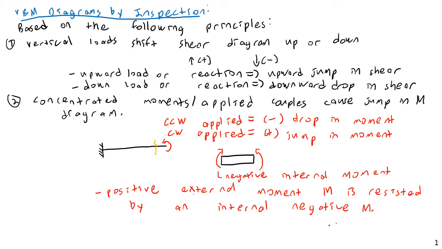So all we need to remember is that, this is a long-winded explanation of something relatively simple to apply: if we ever have a concentrated moment, if we're applying a counterclockwise applied moment, that's going to cause a downward drop in the moment diagram. If we apply a clockwise moment, it's going to cause a positive jump.